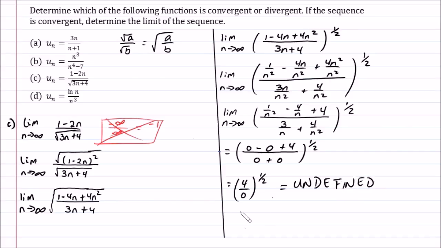And since there is no limit, our sequence u_n is divergent. So we have a divergent sequence. And there we have it. And you see, this took a little manipulation because of the square root. But once we can get past that, it's the same principle of dividing throughout by the highest power of n.